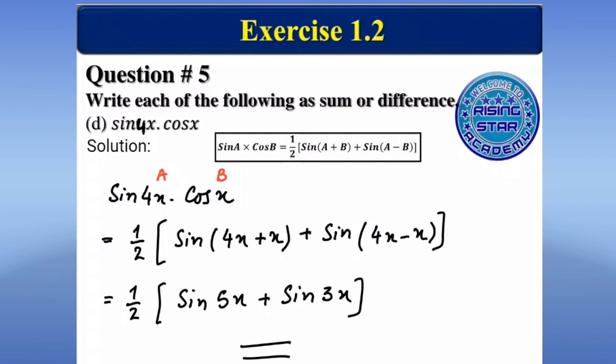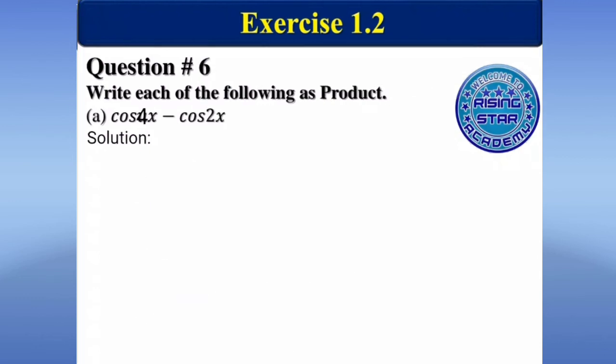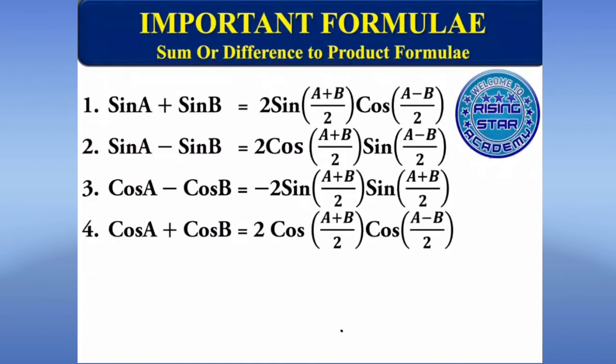Now move to the next question. In question number 6, we have: write each of the following as a product. In part A, we have cos 4x minus cos 2x. Now I will write the identity according to it and then we will solve. These are the identities that we would apply in all the problems of question number 6. So it is sum to product. Let me write the identity.